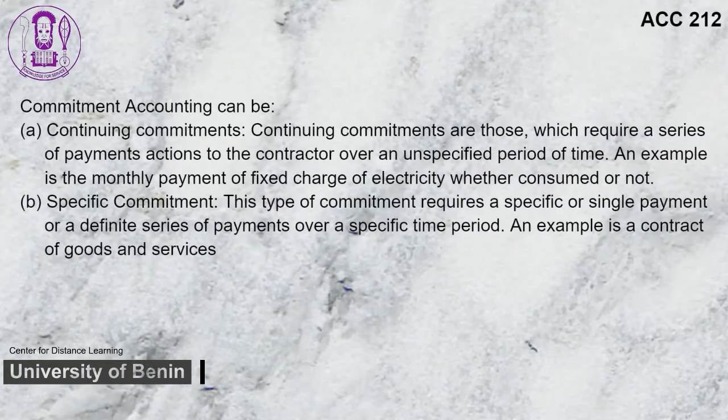Commitment accounting can be A. Continuing commitments. Continuing commitments are those which require a series of payment actions to the contractor over an unspecified period of time. An example is the monthly payment of fixed charge of electricity whether consumed or not. B. Specific commitment. This type of commitment requires a specific or single payment or a definite series of payments over a specific time period. An example is a contract of goods and services.